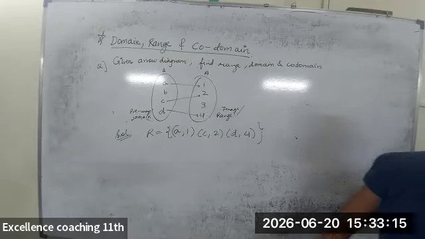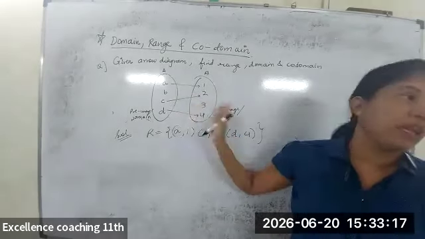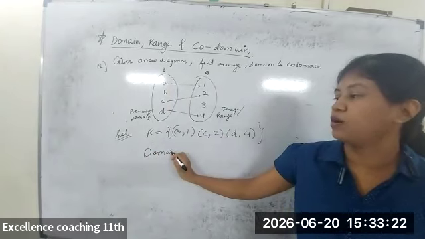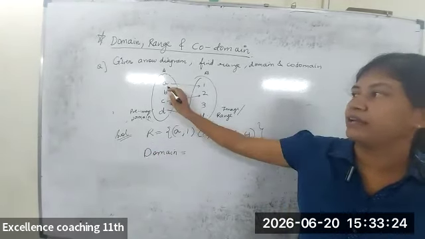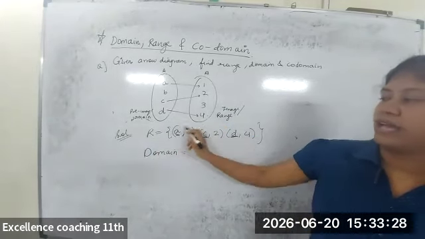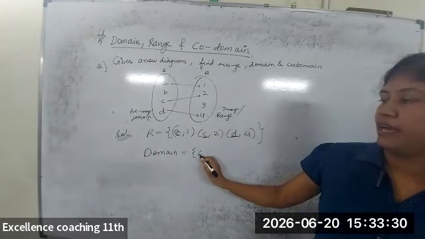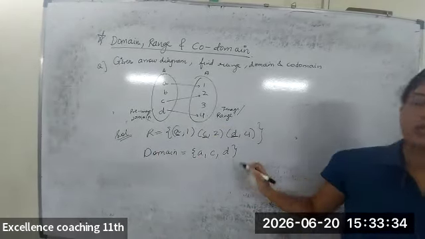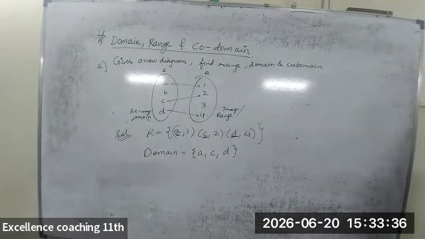So now we have to take only those elements from the left hand side. So that is your domain. Domain is nothing but all the elements that are there in set A, or directly you can look over here, all the A elements. So A, comma, C, comma, D. You have to write it like this with a comma and close it with a curly bracket. You have to write it in the set form.